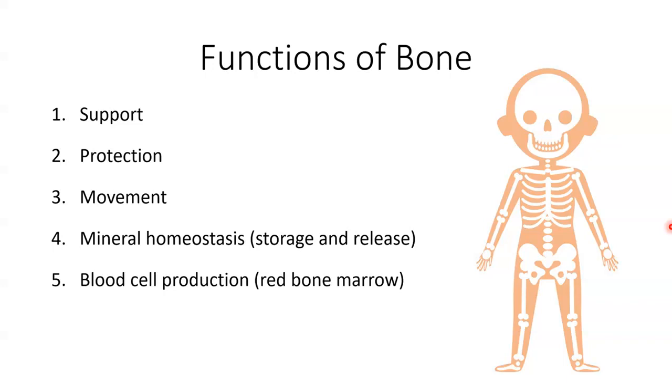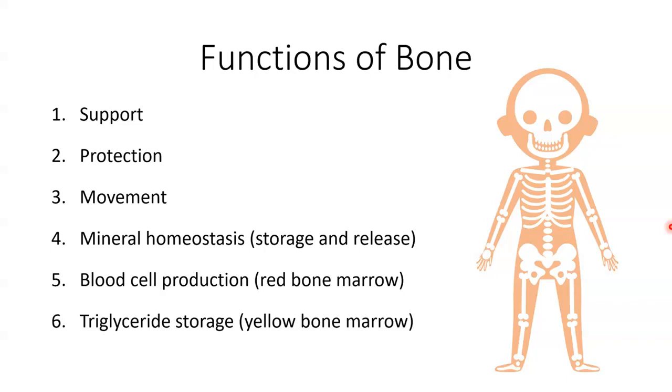Number 5, within certain bones, red bone marrow will sit, and our red bone marrow produces our red blood cells, our white blood cells, and our platelets. And so our platelets are the cells that help our blood clot. Red bone marrow is found in the developing bones of a fetus, as well as some adult bones, like our long bones, our ribs, our sternum, our hip, our humerus and femur.